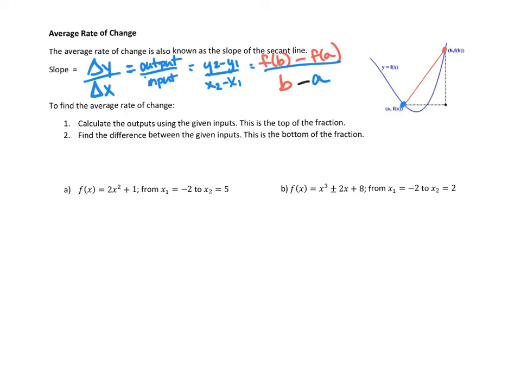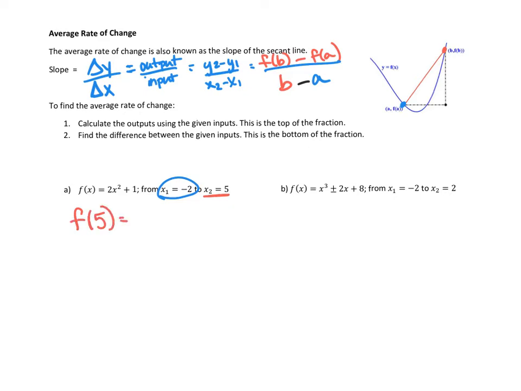So it's very simple. It says, find the average rate of change for the function f of x equals 2x squared plus 1, where x1 is negative 2 and x2 is equal to 5. So the endpoints are negative 2 to 5. So we'll first calculate f of b. Here's the second point, that's where it's stopping. Here's where it's starting. So we'll calculate the second point first, f of 5.